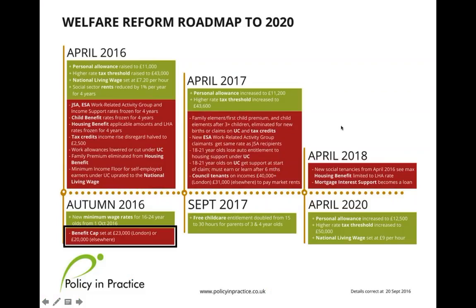This next slide is a roadmap of welfare reform all the way through to 2020. The areas in green are mainly tax and living wage changes that are having a positive impact on people's incomes. Whereas the red, of which there's significantly more, is having a negative impact on people's incomes. Now, today we're going to be focusing down here in the bottom left on the benefit cap, but it's important to recognise that this is one of many reforms that are going to be affecting households across the UK. And I think some of the principles that we are applying here can be applied to other reforms as well.